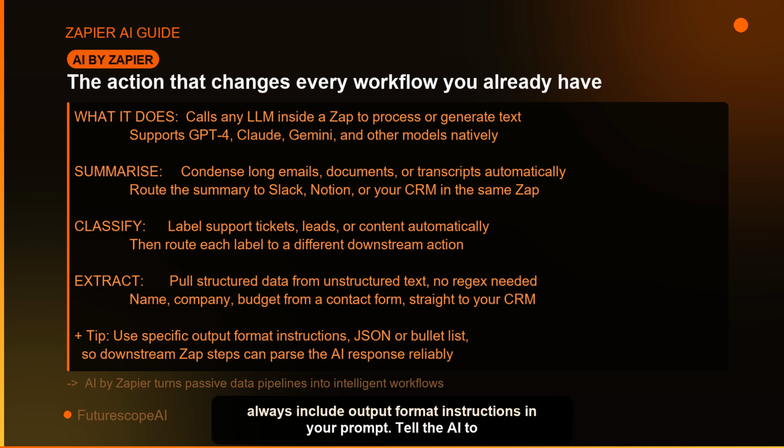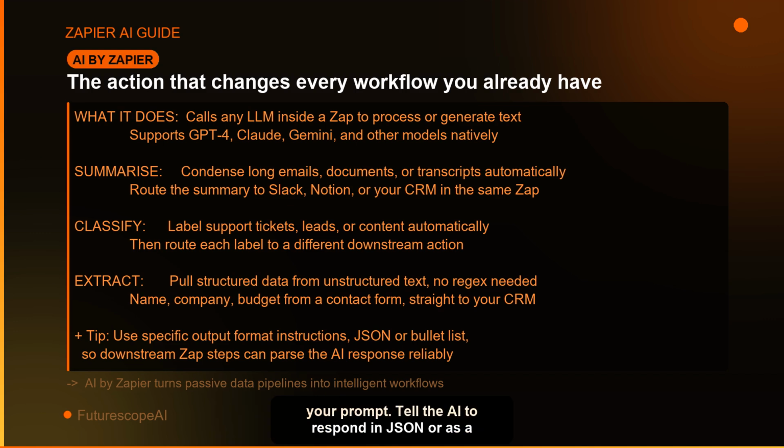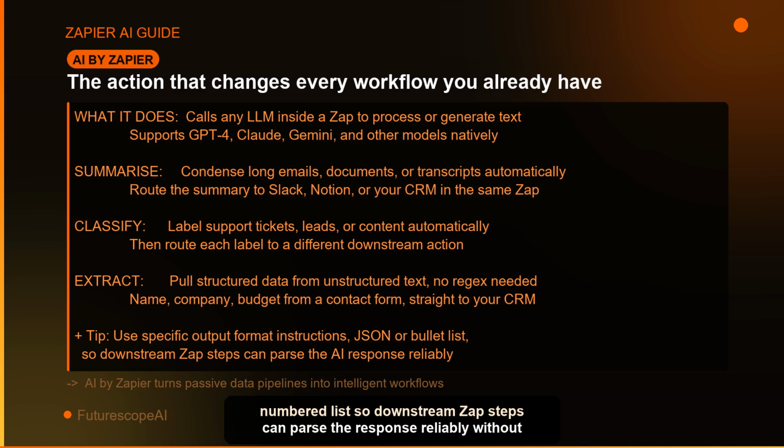The most important practical tip: always include output format instructions in your prompt. Tell the AI to respond in JSON or as a numbered list so downstream Zap steps can parse the response reliably without breaking when the AI changes its phrasing.